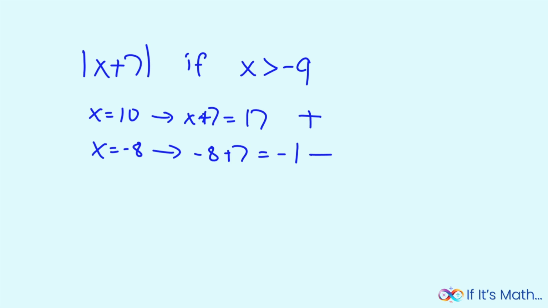So what that tells us is, okay, well, there's some numbers where it's going to be positive. There's some numbers where it's going to be negative. So you can't simplify this any. So you just have to leave it as the absolute value of x plus 7. There's no way to simplify that down because the parameters you've been given for it show you that, can't tell.